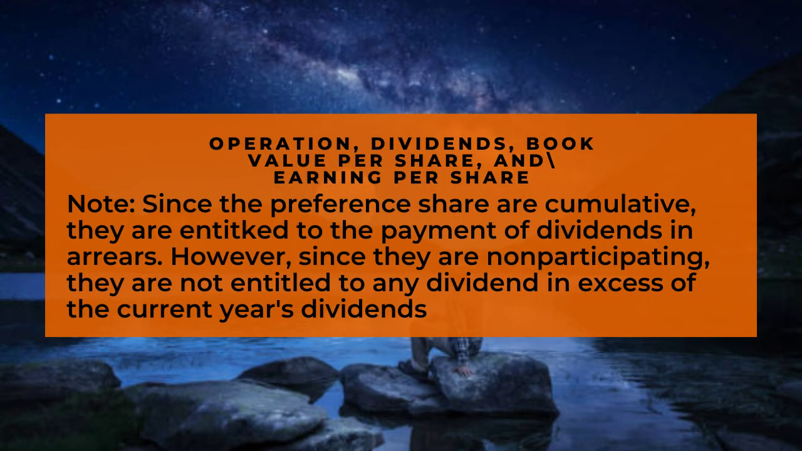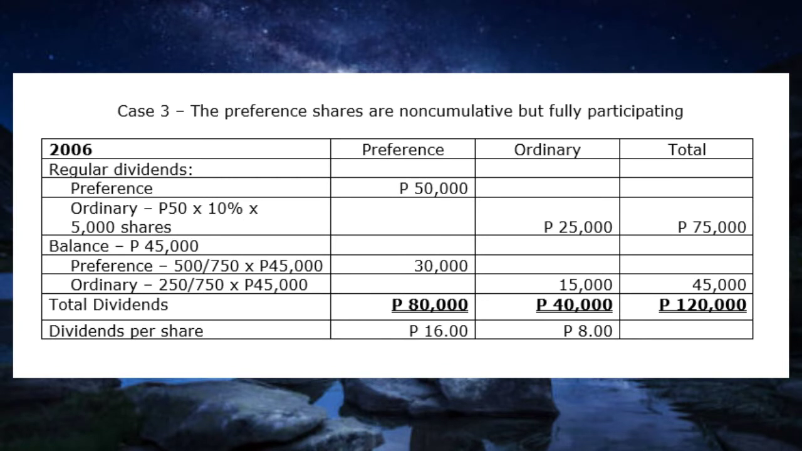Note, since the preference shares are cumulative, they are entitled to the payment of dividends in arrears. However, since they are non-participating, they are not entitled to any dividends in excess of the current year's dividends. Case number 3, the preference shares are non-cumulative but fully participating.